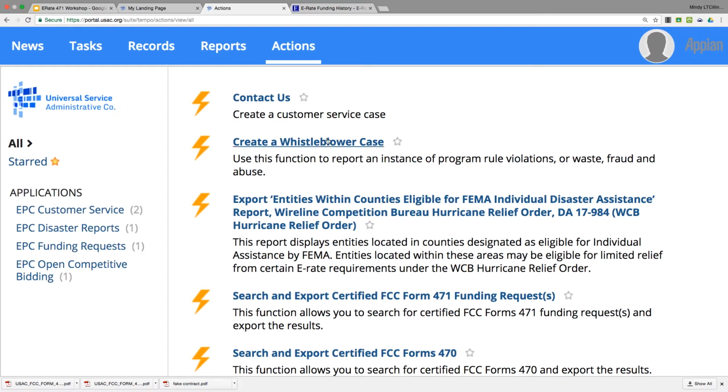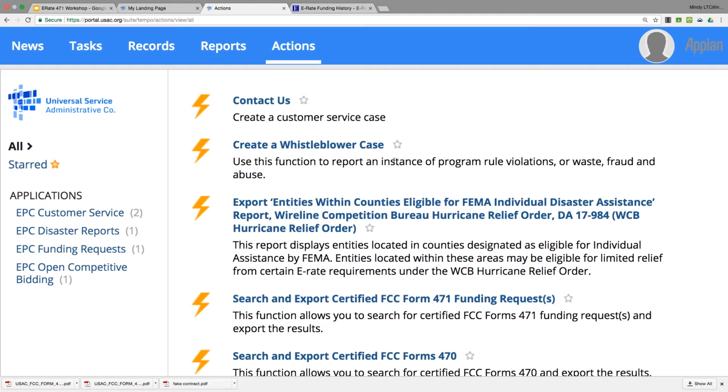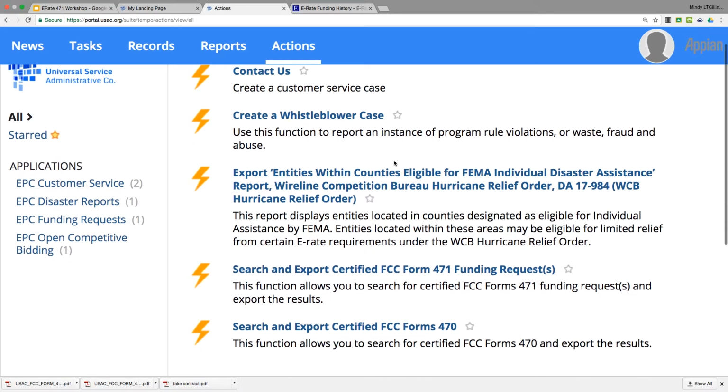While you're out at it, create a whistleblower case. Now, I think that's interesting that it comes up on this page. Right there. Turn in people who are doing things wrong.